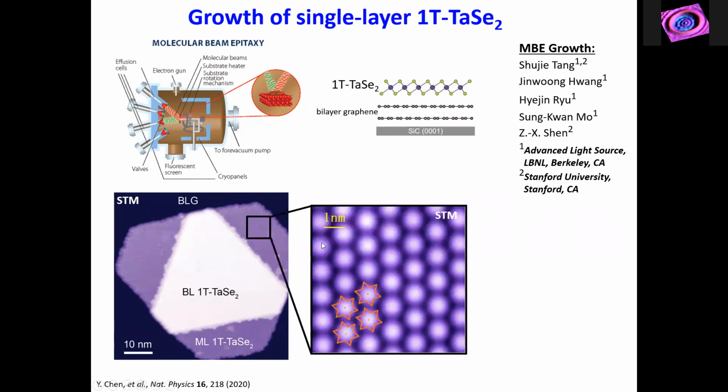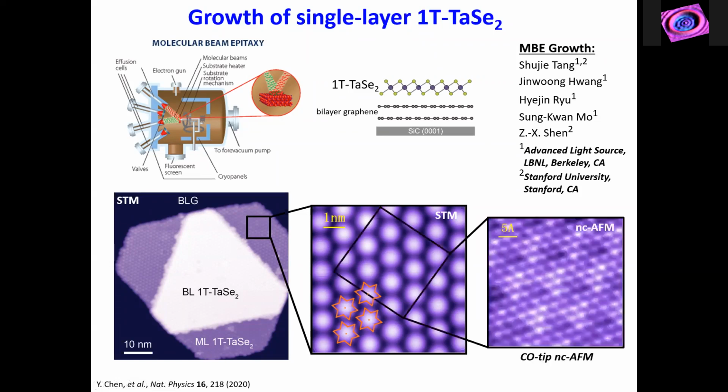And if you zoom in on the single layer region, then you see this. This is the CDW pattern. You see it very nicely. Each of these blobs that you see is a single Star of David with 13 tantalum atoms inside of it. It's sometimes hard to see the atoms with STM, but if you do a carbon monoxide tip non-contact AFM, then you can see the atoms just fine, which we did. Here you can see it. What you're seeing here is the selenium atoms on top, and if you count them, you get the right counting.